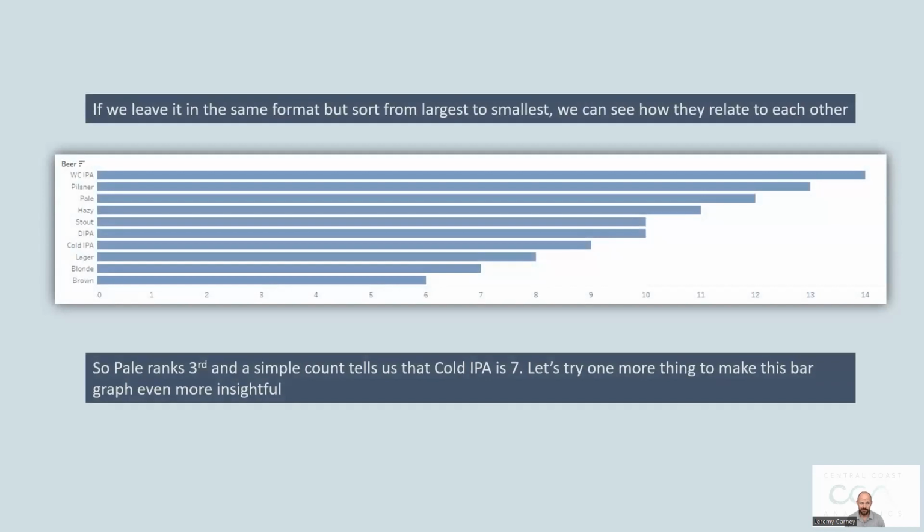So now we can answer some of those questions from our last slide. We can count that pale now ranks 3rd amongst the rest of the group. And if we counted down even further till we found cold IPA, we'd see that that ranks 7th. Let's try one more thing to make this bar graph even more insightful.